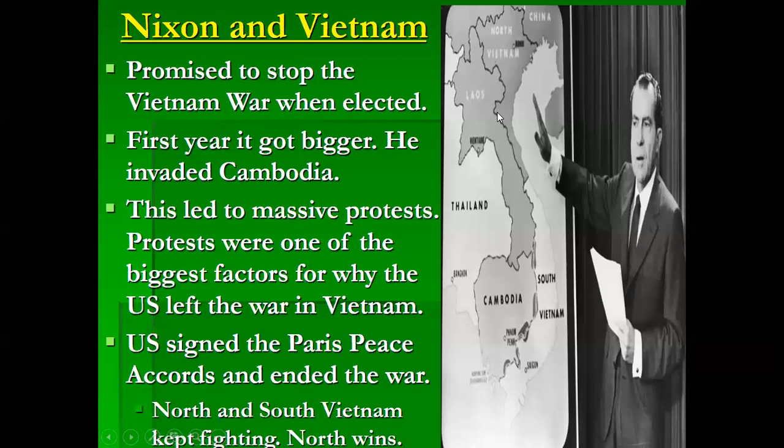When Richard Nixon became president, one of his campaign promises was that he would stop the Vietnam War. This is one of the reasons why he was elected. But in his first year, the war actually got bigger. And it got bigger in a very controversial way. The United States actually invaded another country, which was Cambodia.